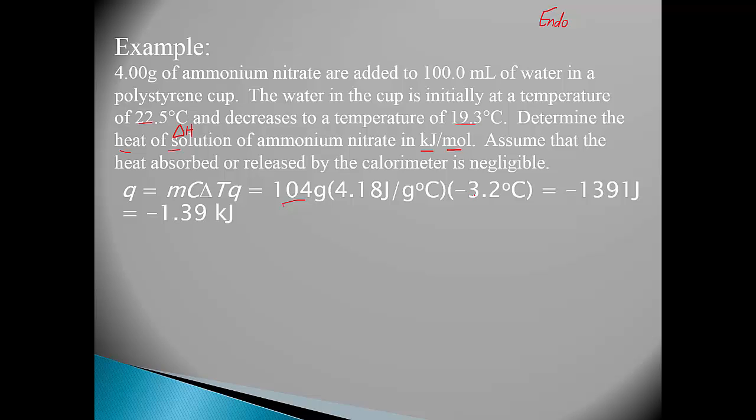This time, final 19.3 minus 22.5 gives me a negative. So you saw the heat was actually a negative heat. That's just the water lost heat. Where did the heat go? The heat went to the dissolving. So it went to the system.